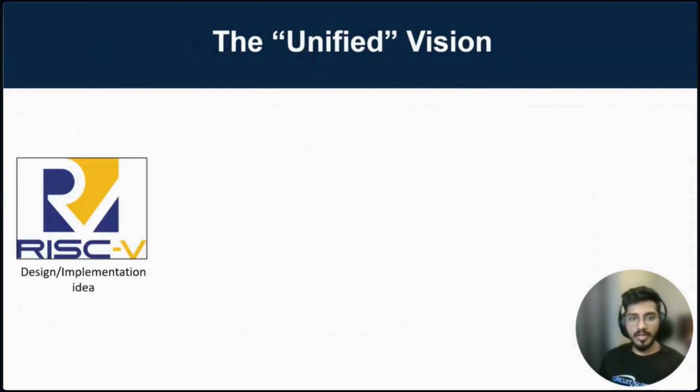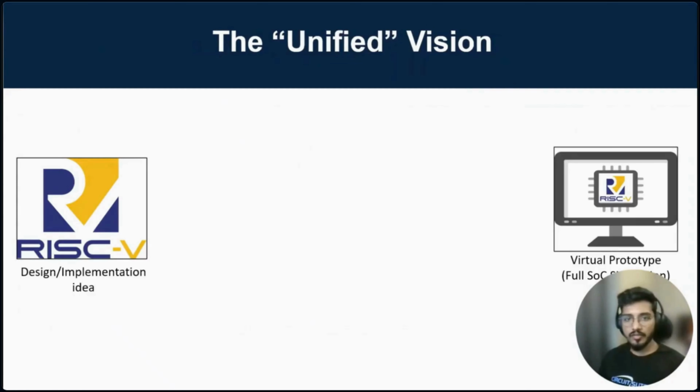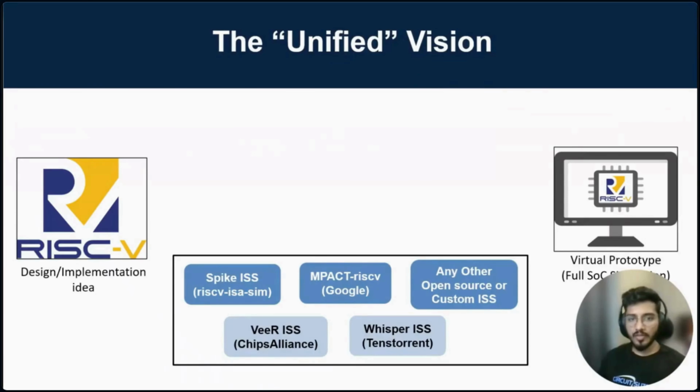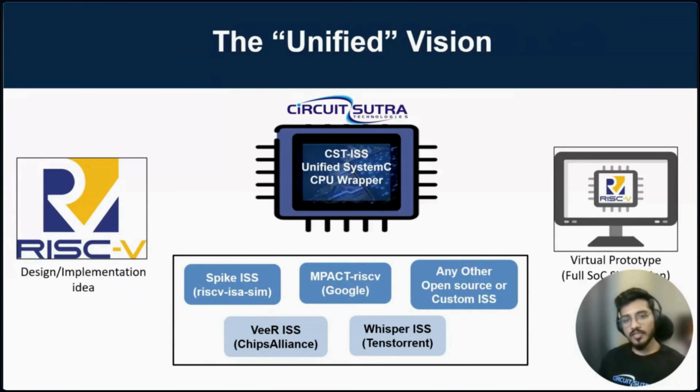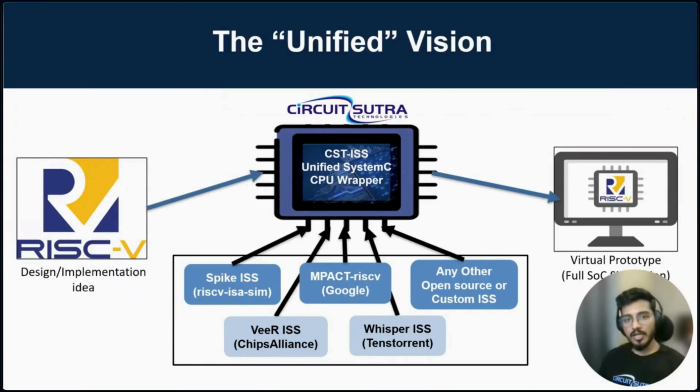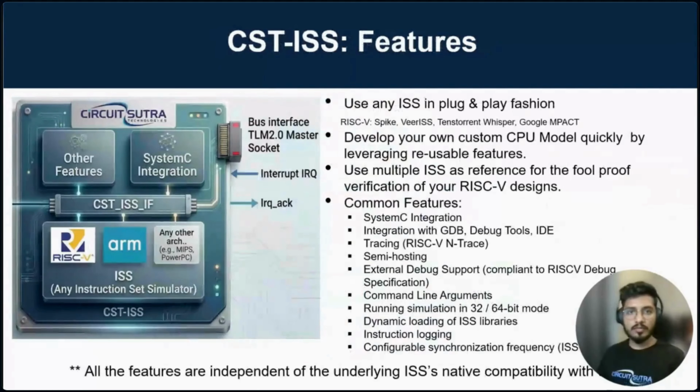So right now, for any RISC-V design implementation idea to go to the virtual prototype full SoC simulation, we have a lot of simulators available, such as Spike, Whisper, and Imperas. However, these ISS are not equipped with native support for SoC-level simulation or the advanced higher-abstraction methodologies needed for virtual prototyping. CST-ISS helps in bridging this gap, and it also offers more features like GDB, trace, printf from a unified framework. The CST-ISS comes equipped with a lot of features.